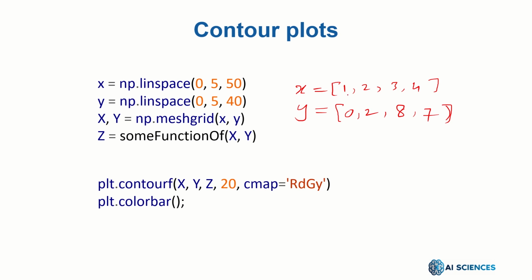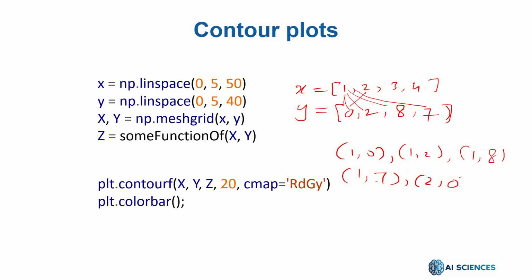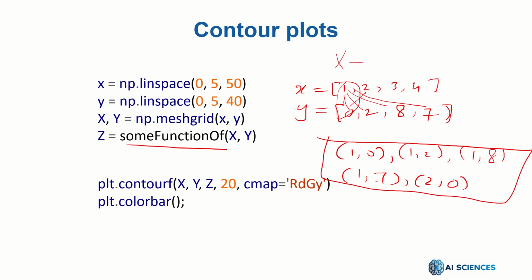Then what mesh grid does is it makes different points: 1 and 0, that's 1 point in xy space. Then 1 with 2, that's another point, then 1 with 8, then 1 with 7, then 2 with 0. You can think of that as a Cartesian product. It makes a whole grid built from these points. And on these grids, you can define some function. For example, the function might be simply x plus y, or some arbitrary function.